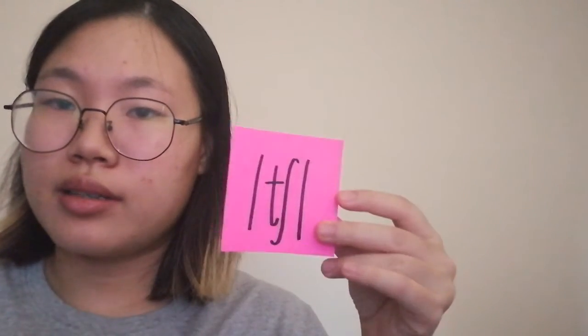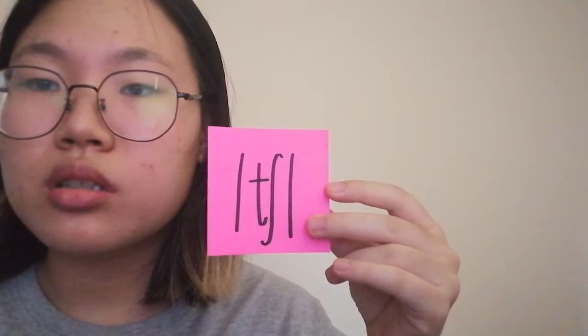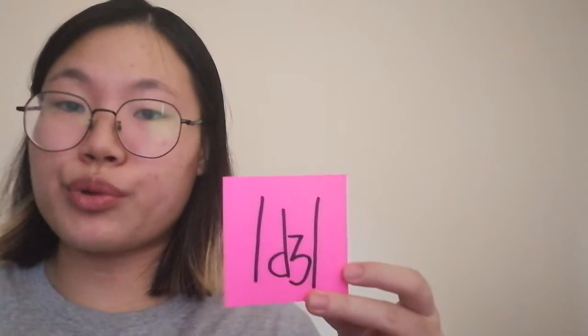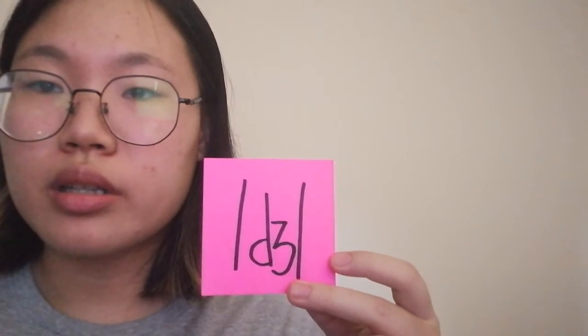Now we will move on to the affricate sounds. For the affricate sounds, we have the sound ch, which is the equivalent of the ch in English, and this one, which is the j sound.